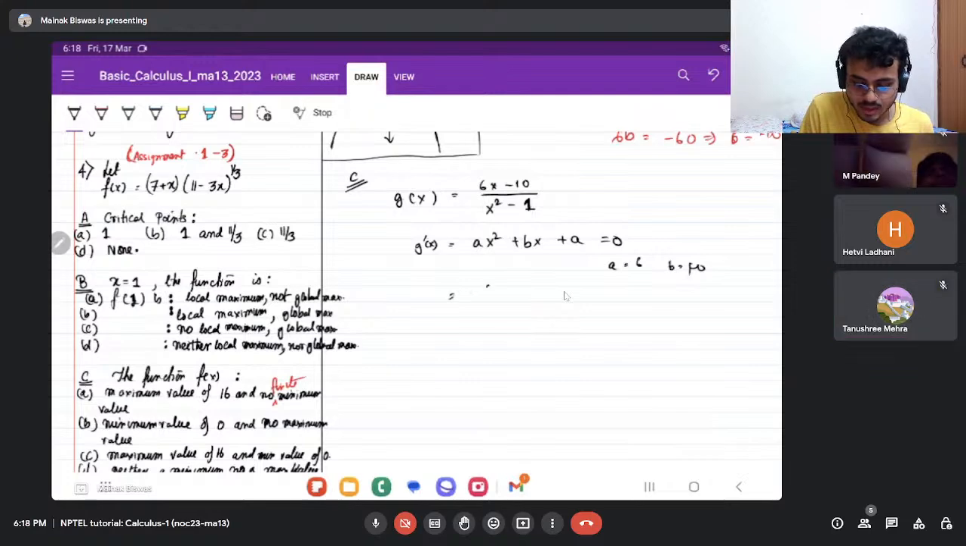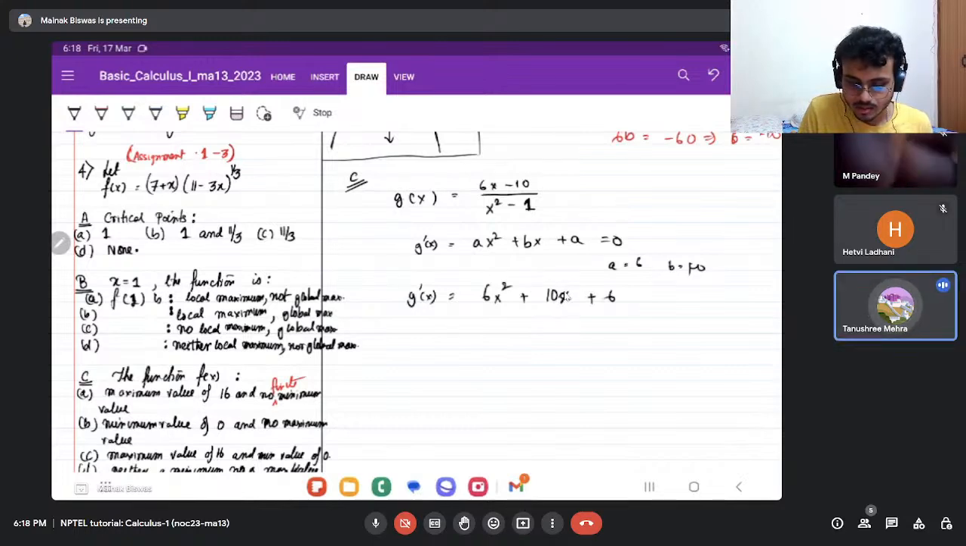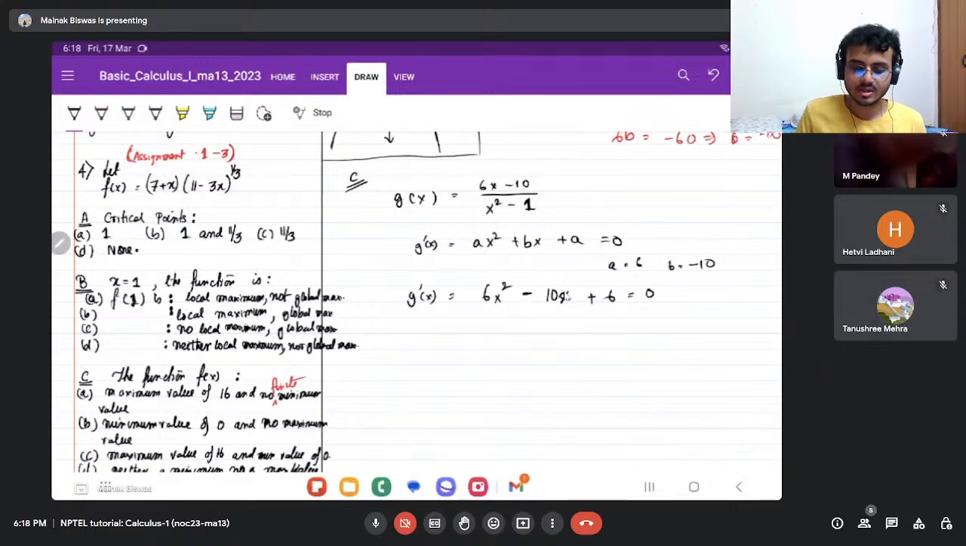So we can write 6. So the derivative is 6x squared plus 2b x, so minus 10 times 2, plus 6 is equal to 0. So you can simplify this equation by dividing by 2. So you'll have 3x squared minus 5x plus 3 is equal to 0.